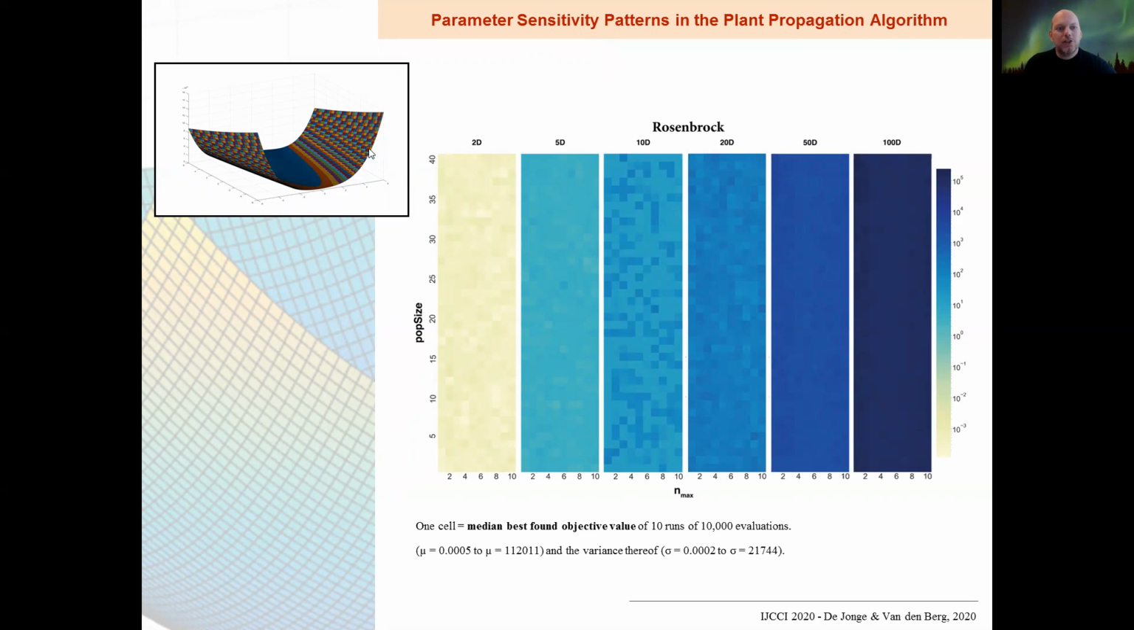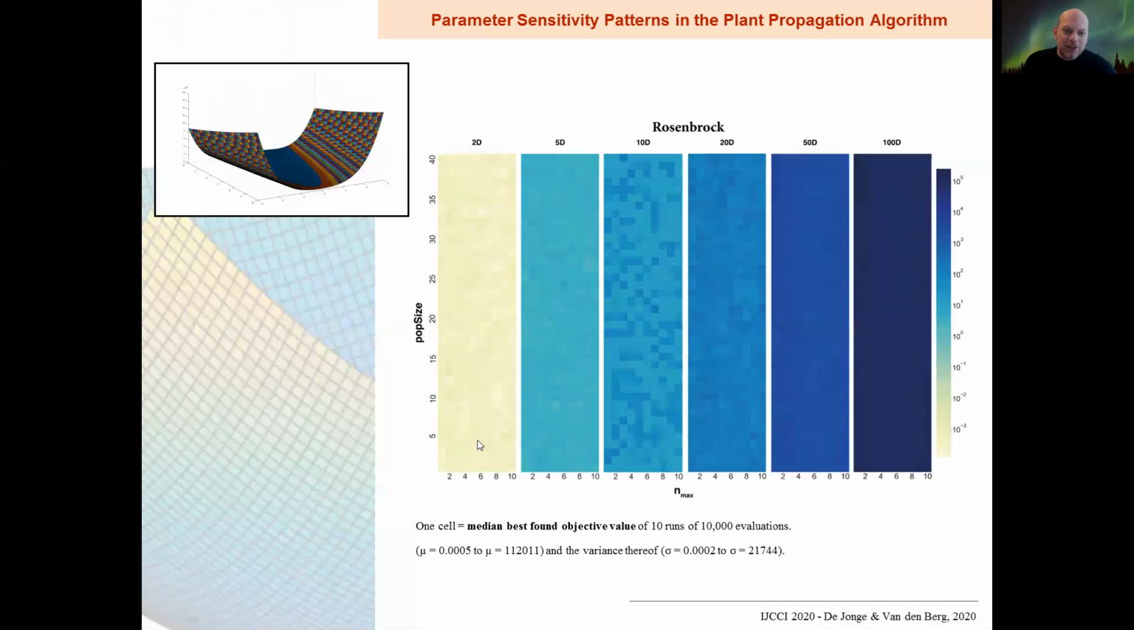Rosenbrock function on 2 dimensions, which you can see here, 5, 10, 20, 50, and 100 dimensions. And these heat maps over here show you the attained value, so how close it came to the ultimate bullseye of 0 for various settings of maximum offspring and population size. And the first thing that you can see is that these heat maps have very low variance in between.